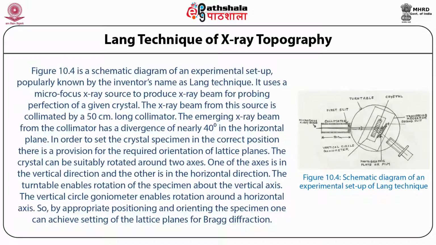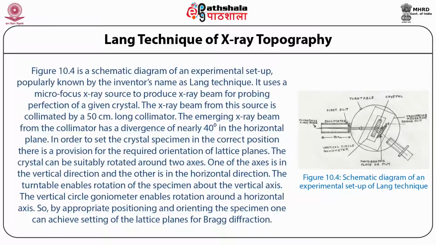It uses a microfocus X-ray source to produce X-ray beam for probing perfection of a given crystal. The X-ray beam from this source is collimated by a 50 cm long collimator. The emerging X-ray beam from the collimator has a divergence of nearly 40 degrees in the horizontal plane. In order to set the crystal specimen in the correct position, there is a provision for the required orientation of lattice planes. The crystal can be suitably rotated around two axes. One of the axes is in the vertical direction and the other is in the horizontal direction.